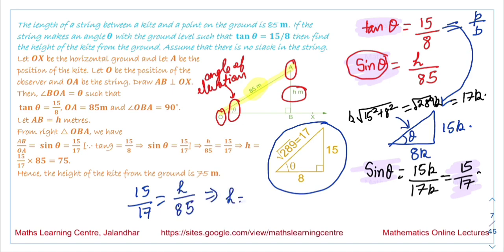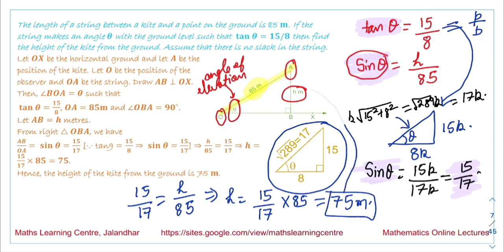So this gives us h is equal to 15 by 17 into 85, and the answer we will get is equal to 75 meters. So we are saying the height of this kite is 75 meters.